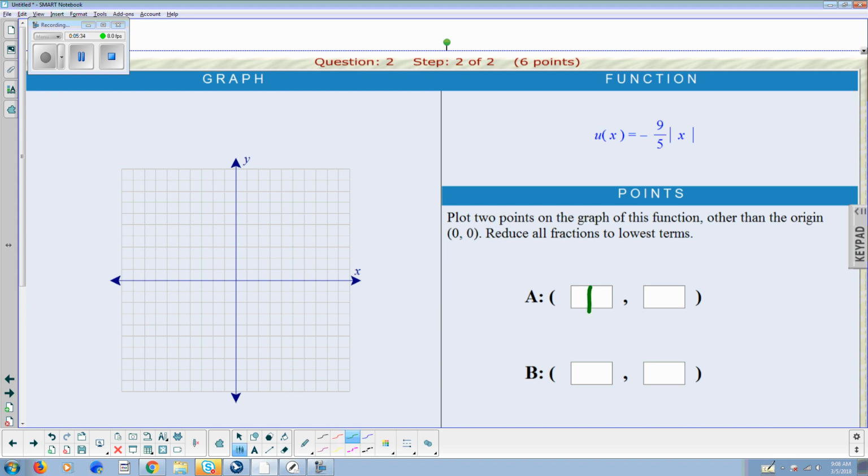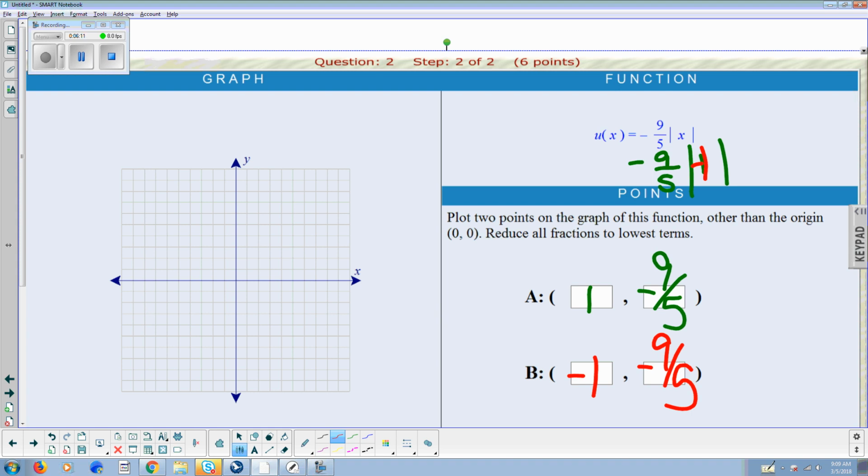So if I substitute in the number 1 here, negative 9/5 times the absolute value of 1, that would be negative 9/5 times 1, which is negative 9/5. Okay? Pick another number, any number. Here, I would choose negative 1 for my second number. So if I substitute in negative 1, because the absolute value of negative 1 is still 1, and 1 times negative 9/5 is still negative 9/5. So that is fairly easy to enter there.